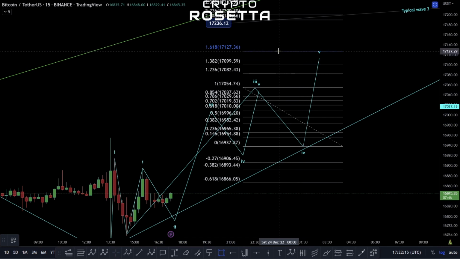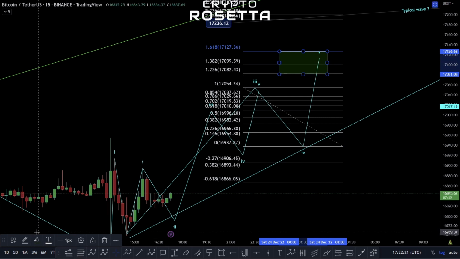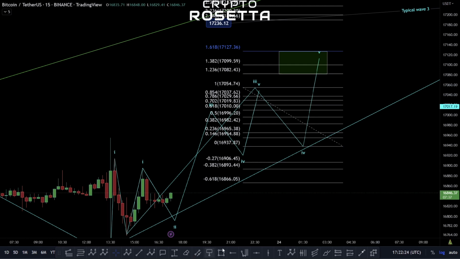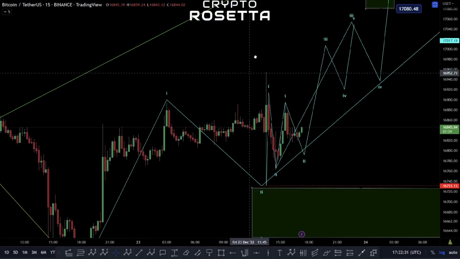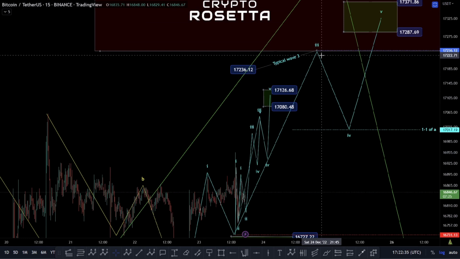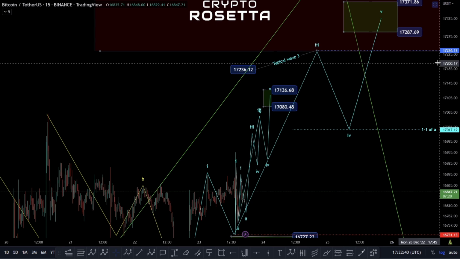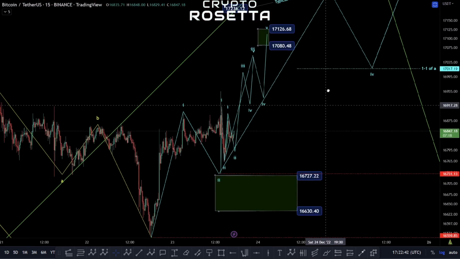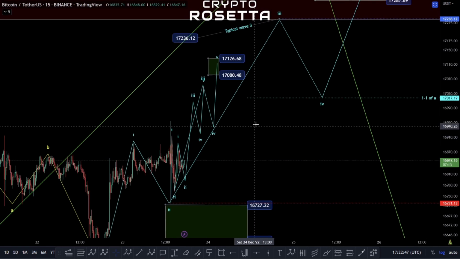So this could technically complete a move here now, because what we'd be looking at is the fact that we could have basically an ABC to the upside, and then this could be a completed move. This would be the zone we'd be looking to target out. And if I zoom out here slightly, we can see that the typical wave 3 zone that we'd be looking for would be this 17,236.